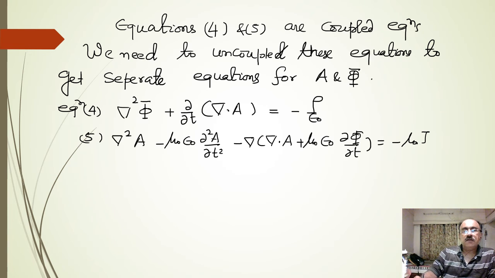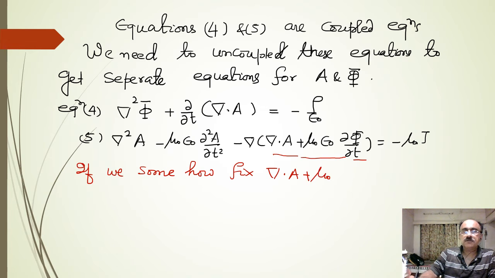So if we look at equations 4 and 5, we can see that especially in equation number 5, if somehow we fix this term, divergence of A plus mu 0 into epsilon 0 del phi by del t equal to 0, then you can see that this term vanishes and you get a very simple form involving only the vector potential A. So we get a wave equation for the vector potential A. So just make a note, if we somehow fix divergence of A plus mu 0 into epsilon naught del phi by del t equal to 0, then equation number 5 reduces to an equation which involves only vector potential A. And what happens to equation number 4?